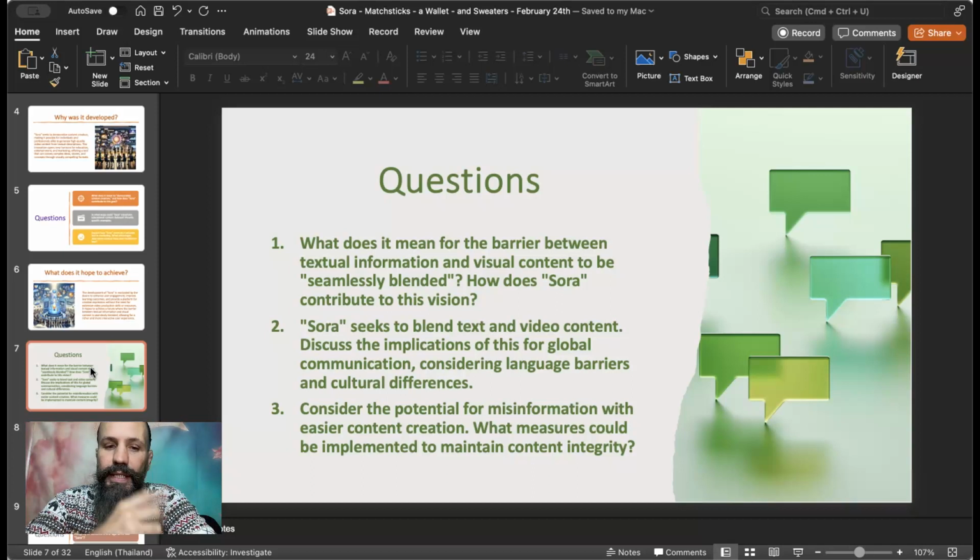So number 3, let's consider something right here. Consider the potential for misinformation with easier content creation. What measures could be implemented to maintain content integrity? Integrity is a word from last week.